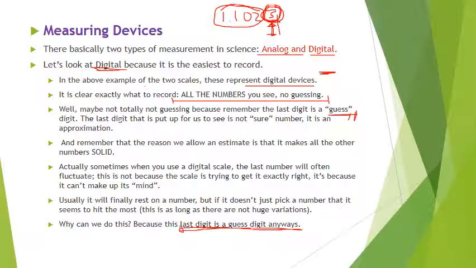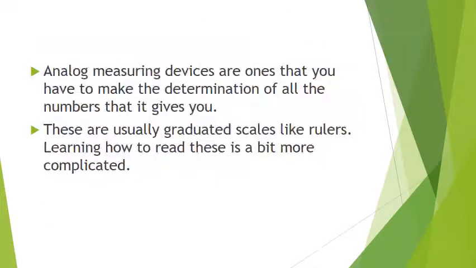The last digit is always a guess digit. Always. Absolutely always. Whenever you see the most precise measurement in the universe, right now, analog measuring devices are ones where you have to make the determination of the numbers that they give you, right? And usually these are graduated scales like rulers, thermometers, and so forth, where it's kind of split up.